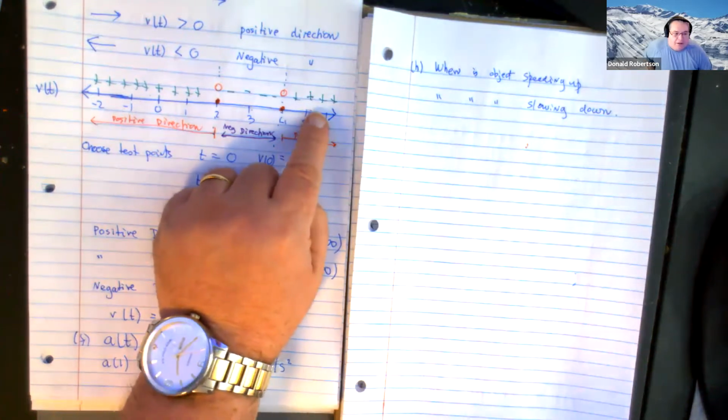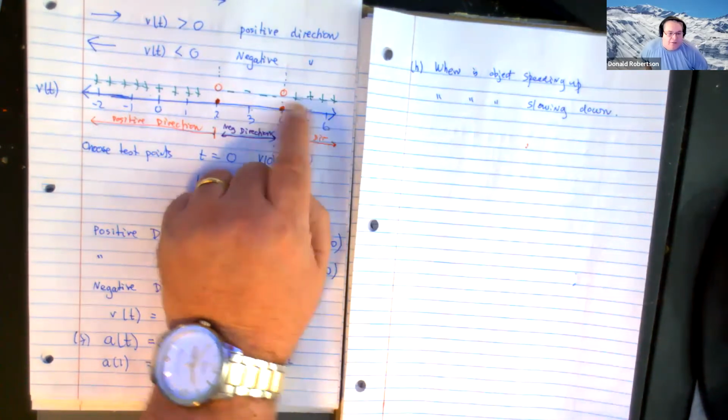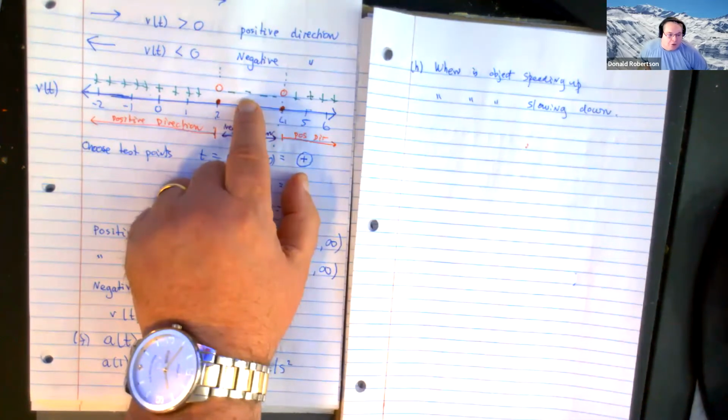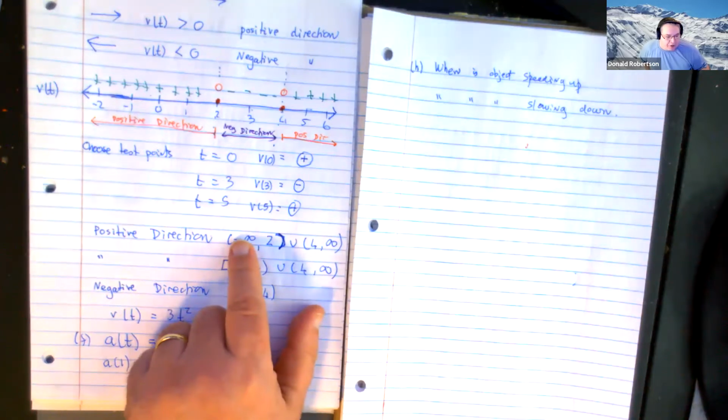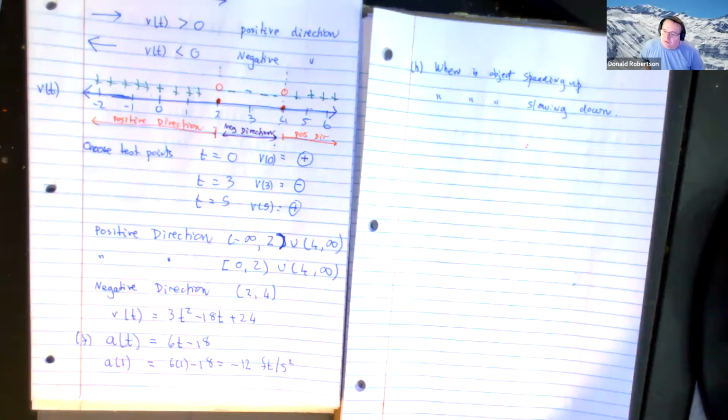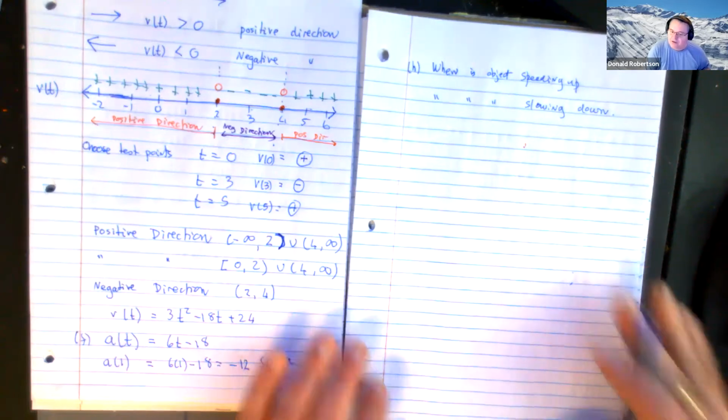You might think that speeding up is a positive velocity and slowing down is a negative velocity. So you are just going to say, well, all I need to do is write these answers down again. But that's not the case. Speeding up and slowing down is a little bit trickier than that.